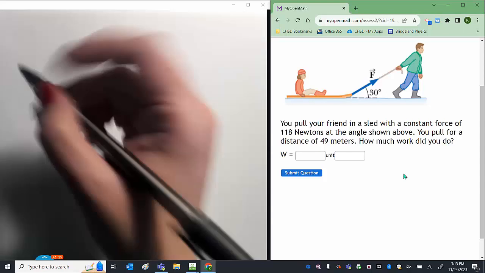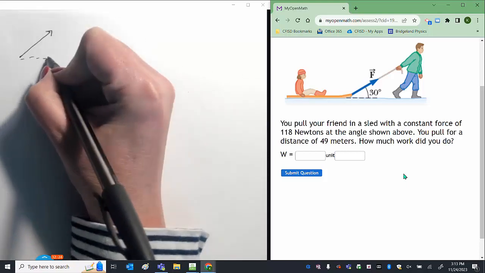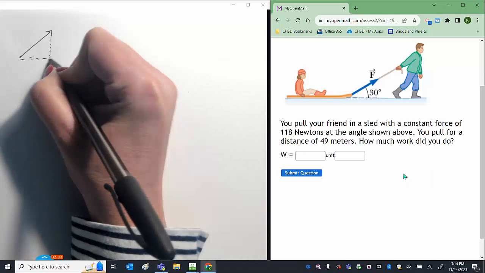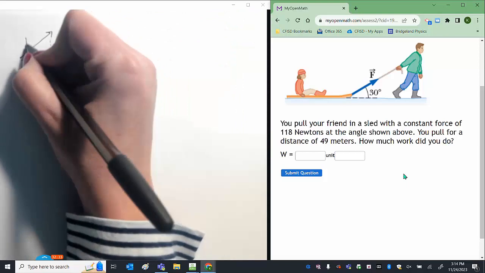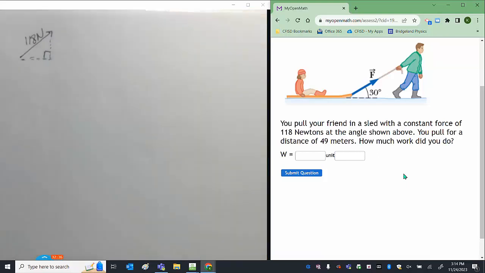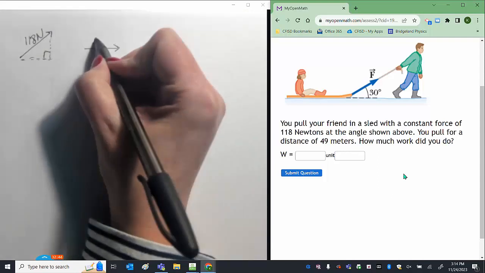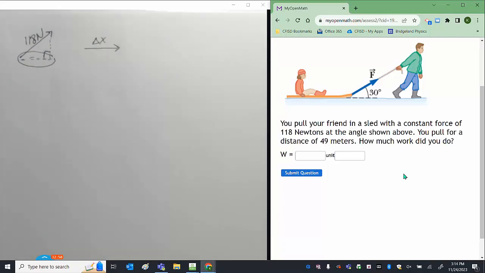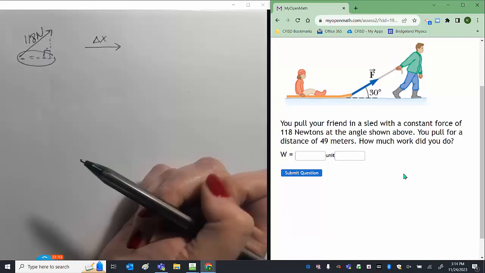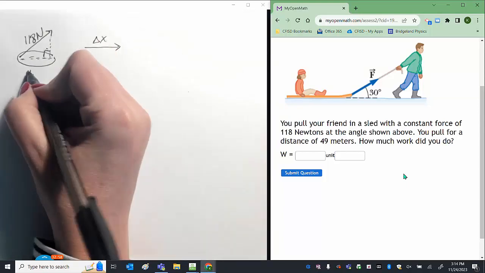Okay, so we can redraw this triangle. Okay, I know that, here's my right angle. I know that I have 118 newtons that they're applying, and so again, that's at an angle though. And again, this sled ultimately goes this way. Okay, the direction of displacement is along the ground, and so this component is the only component that is going to be doing work. This component not doing work. Okay, this vertical piece, don't care.